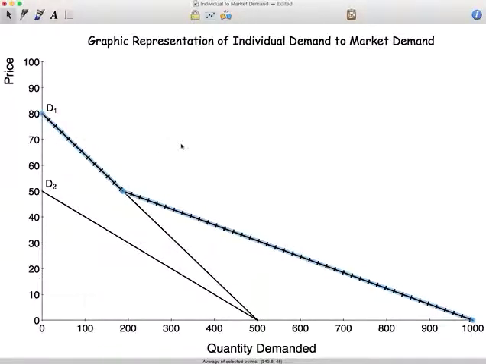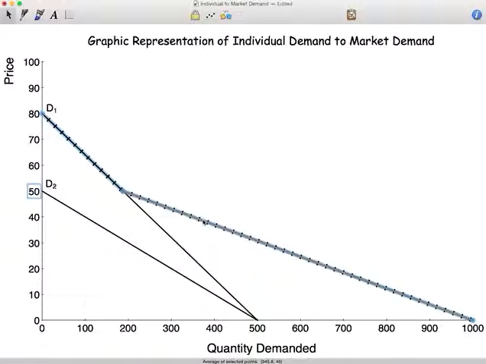So this is now the market demand curve. If I highlight and hang those two together, the reason being is above a price of 50, D1 is the market demand curve for this particular marketplace, because at a price above 50, nobody that's incorporated in D2 is willing to purchase that item. So the operational part of the market demand curve is going to be D1 for prices above 50.